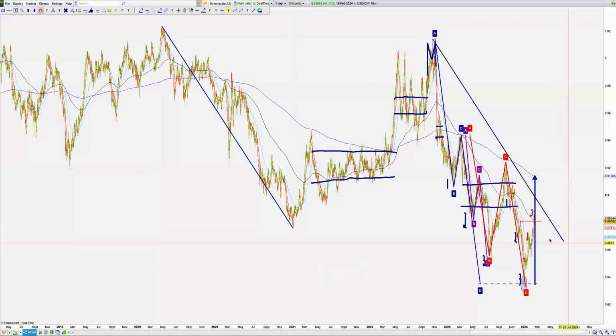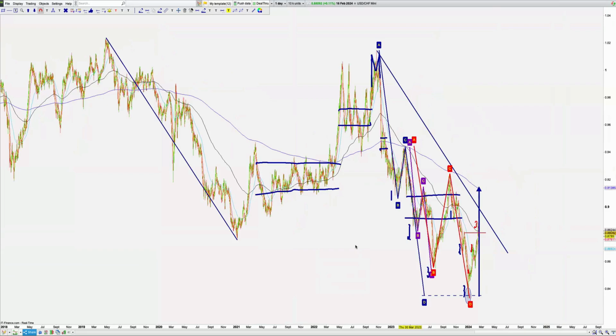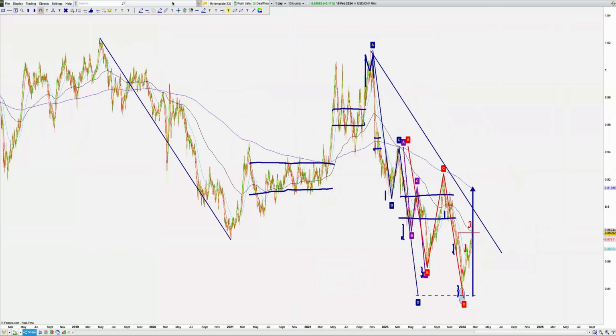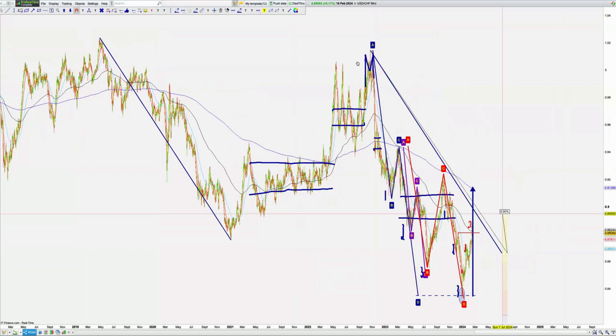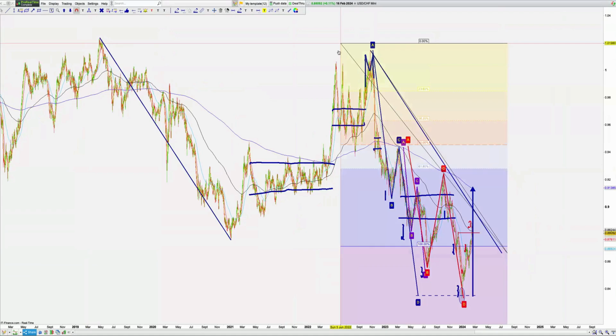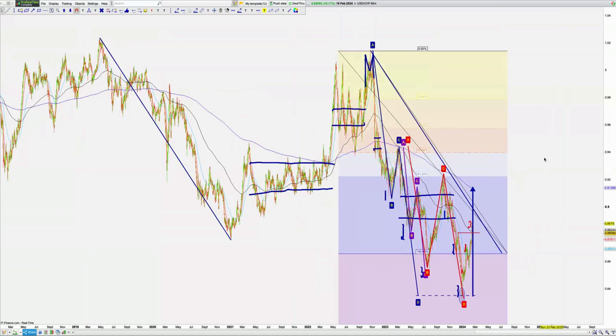So the rules of ABCD is AB equals CD 60% of the time. The other 40% of the time, the CD leg is an extension of AB. Let's see where this is coming in at. So this is still suggesting that we've got further to fall.